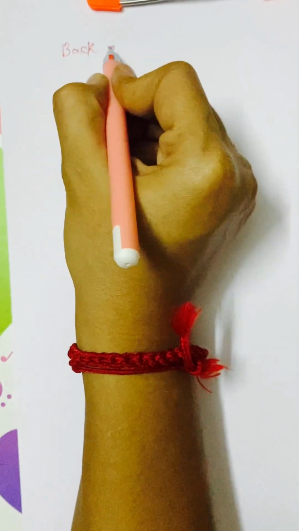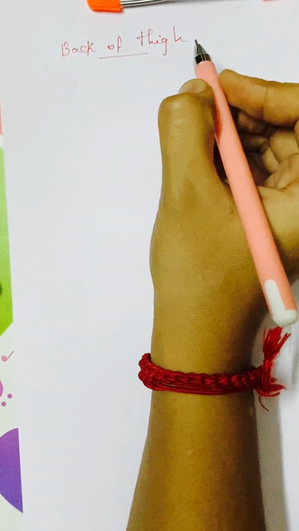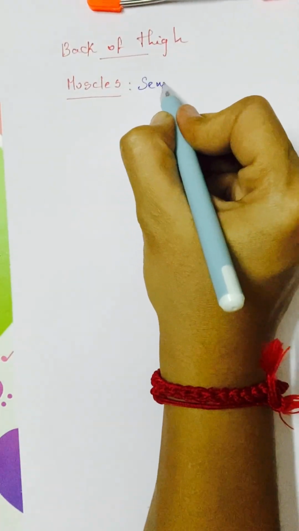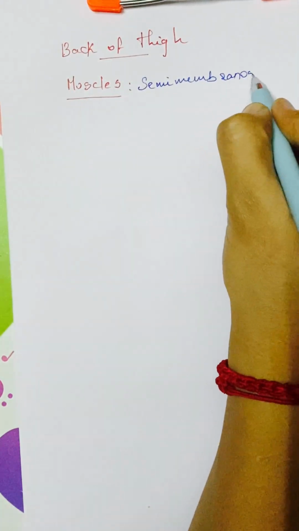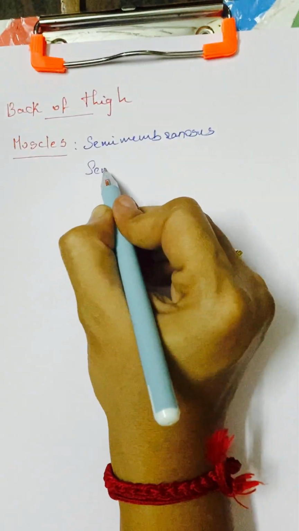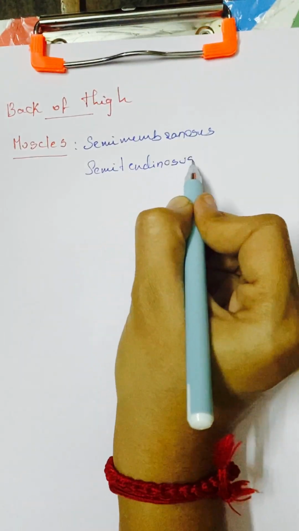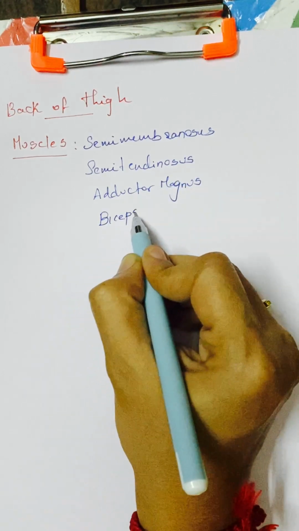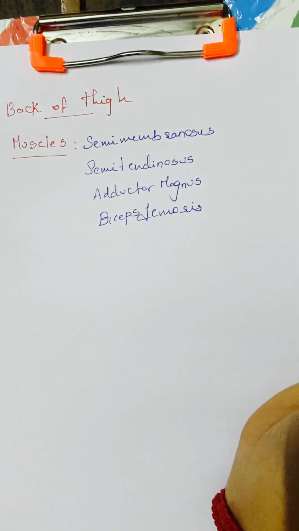Now moving on to the posterior compartment of thigh, that is back of thigh. So what are the muscles present in the back of thigh? Semimembranosus, semitendinosus, adductor magnus and biceps femoris.